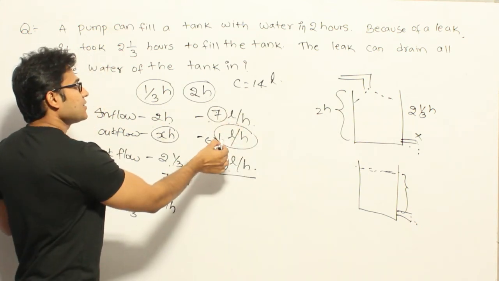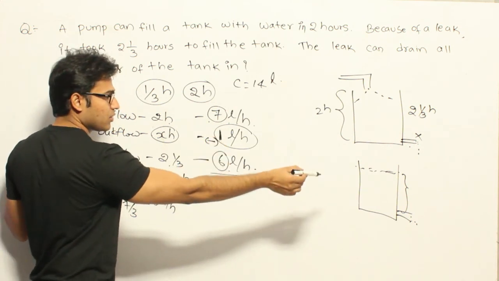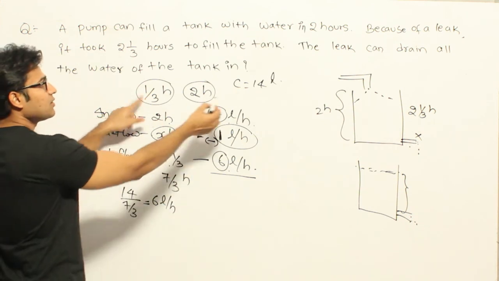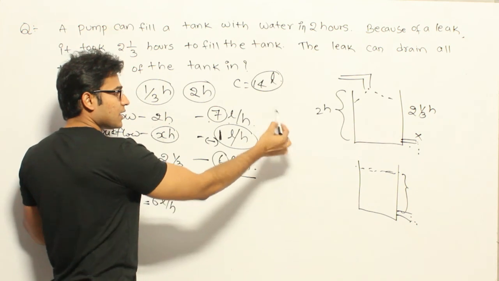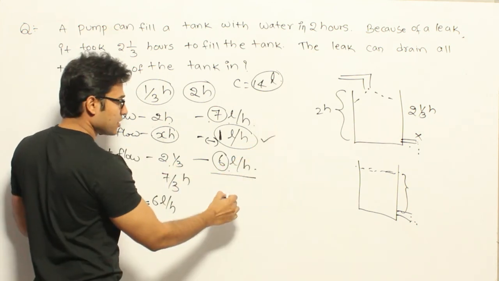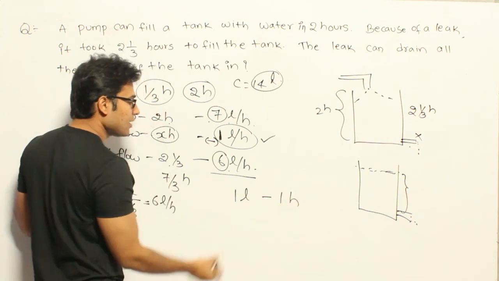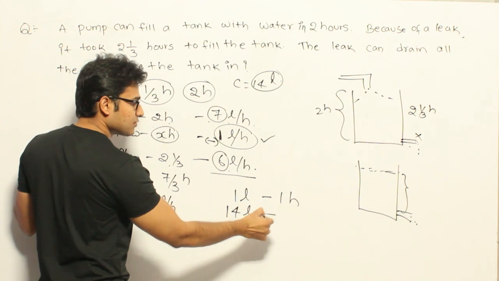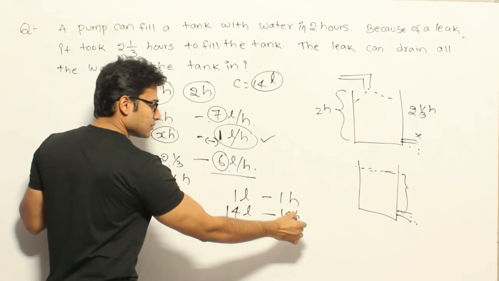Now they are asking how much time does it take for the outflow tap to empty the tank completely. Now since we have assumed that the total capacity of the tank is 14 liters and the outflow is working at a rate of 1 liter per hour, which means we are able to empty 1 liter in 1 hour. Then how much time does it take for us to empty 14 liters? So the time taken to empty 14 liters is 14 hours. Got it?